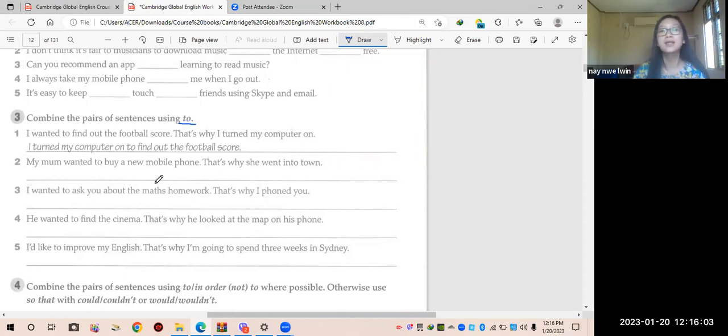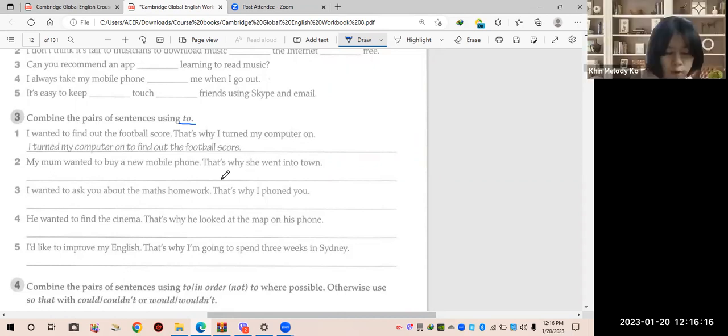Okay, so let's check the answer for number 2. My mom wanted to buy a new mobile phone, and that is why she went to town. So how can we combine the two sentences by using to? What is your answer? My mom went into town to buy a new mobile phone.